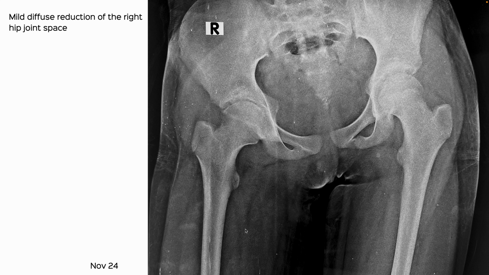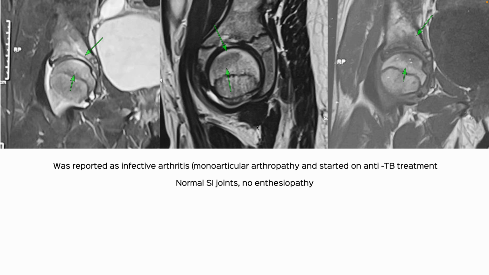So this was in November 24, and we can see that there is already a diffuse reduction in the hip joint space, a little bit of osteopenia. No osteolysis, no bone destruction. The left hip is normal, the SI joints are normal.